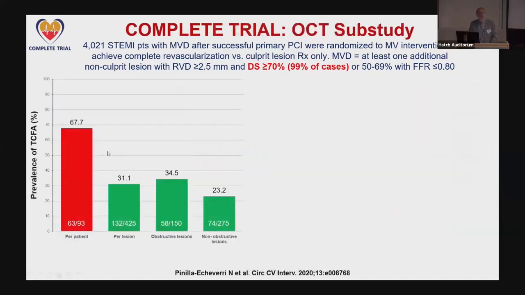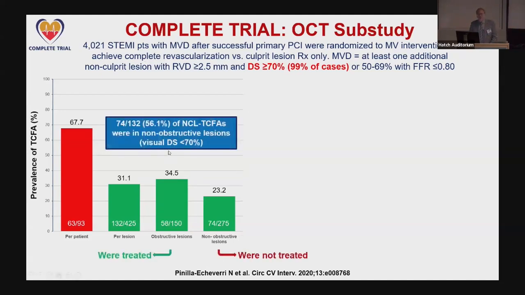Because they did an OCT sub-study. And they found that about 2/3 of these patients had thin cap fibroatheromas left behind. But only about 45% of the thin cap fibroatheromas were in these so-called angiographically obstructive lesions, the ones that were greater than 70%, which is our indication to treat them today. We don't have an indication to treat non-obstructive lesions based on the angiogram. But 56% of all of these thin cap fibroatheromas were in mild stenoses, 20 to 70% diameter stenosis. And these were not treated.